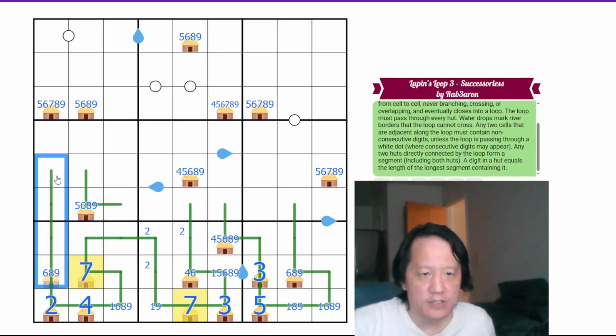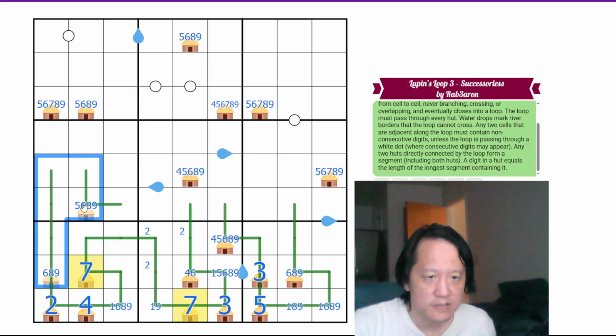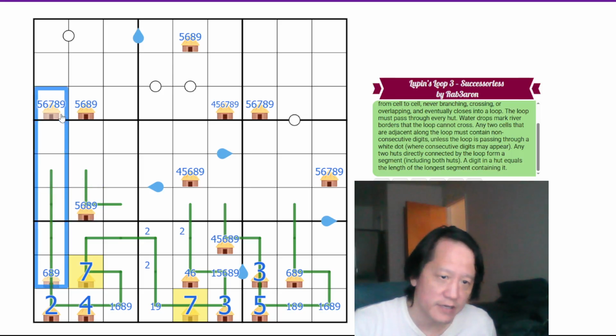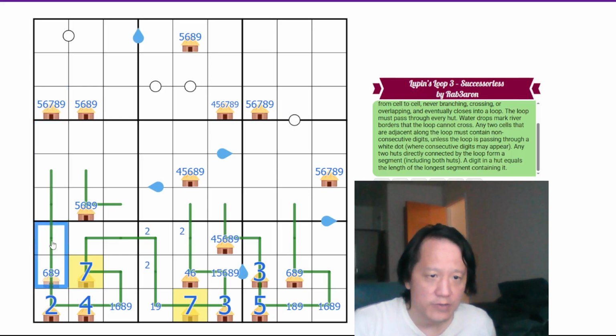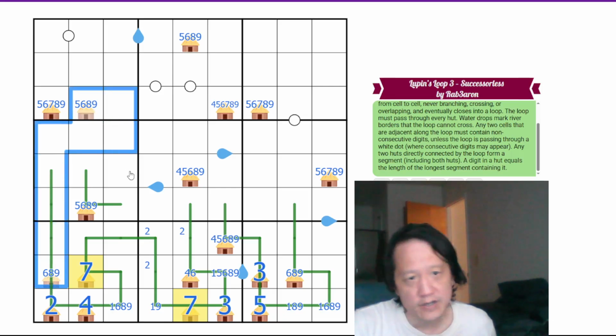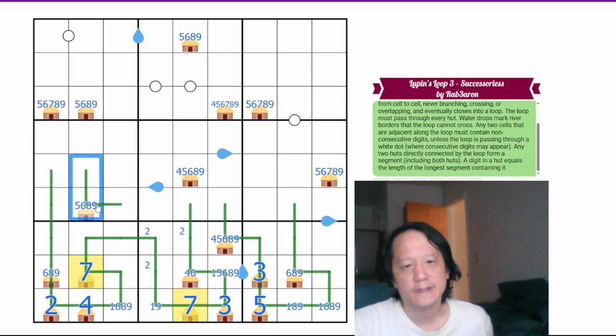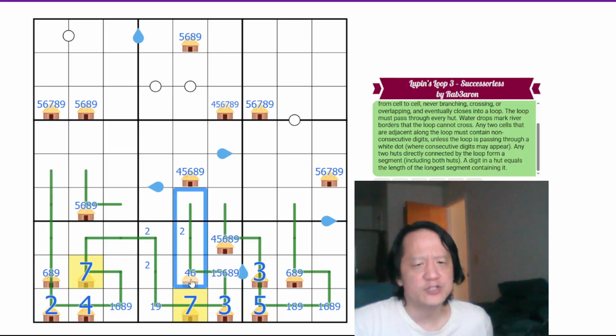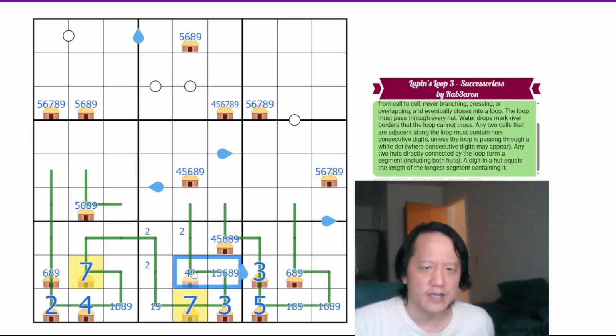This could connect directly to here, so that would be 1, 2, 3, 4, 5, 6. Or it could connect directly to there, so that's 6. 1, 2, 3, 4, 5, 6, 7, 8 could go that way. 1, 2, 3, 4, 5, 6, 7, 8, 9 could go that way. There's a lot of possibilities for these loops. It's kind of interesting, actually. Never did anything like that before.